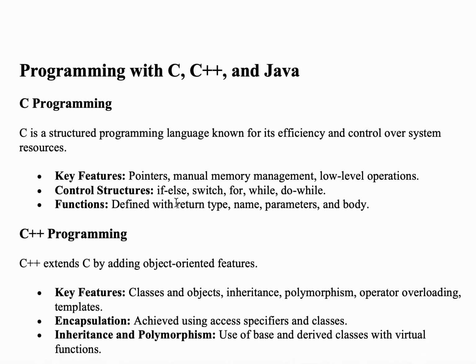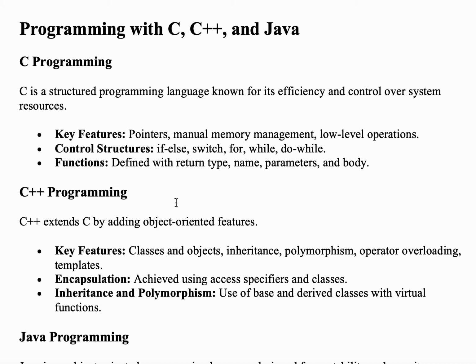Then programming with C, C++, and Java. C programming is a structured programming. We already discussed that it has a clear, concise way, known for its efficiency and control over system resources. Key features are pointers, manual memory management, and low-level operation. Very low-level operation we can achieve through C programming.